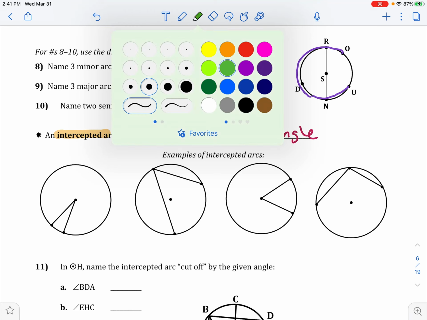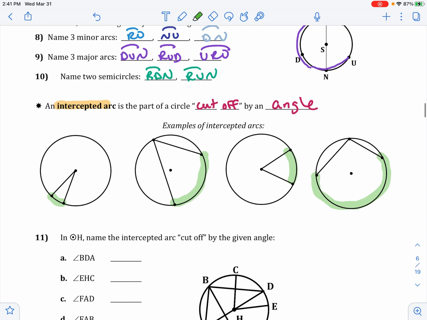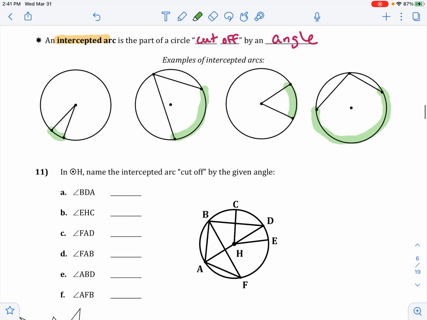So you'll see, this is an intercepted arc for that central angle right there. And this is an intercepted arc for that angle. So you've got these different arcs, like here's a big one. That's a big intercepted arc. The arcs and the angles are going to be related to each other, so we're just going to get familiar with looking for those intercepted arcs for those specific angles.